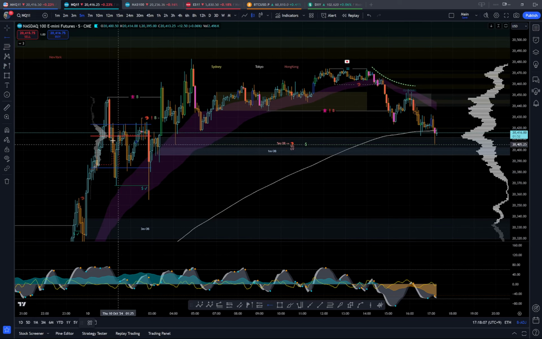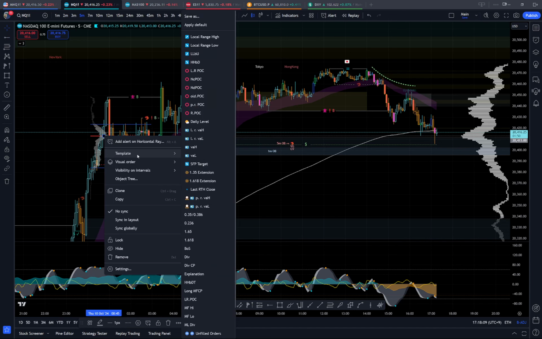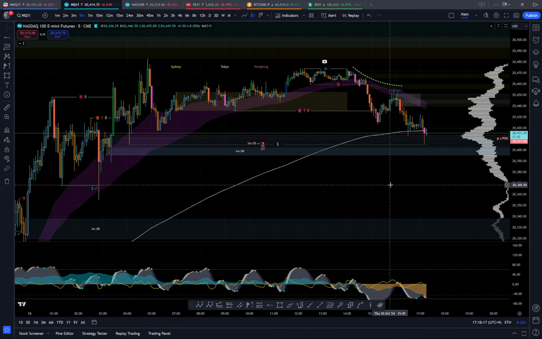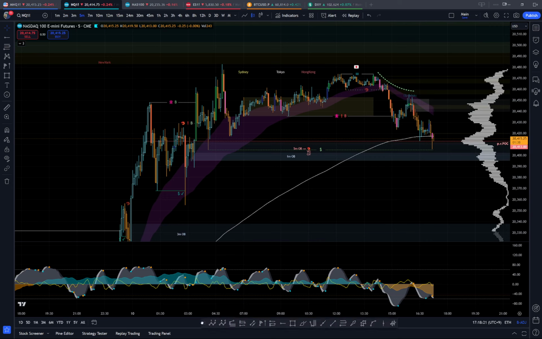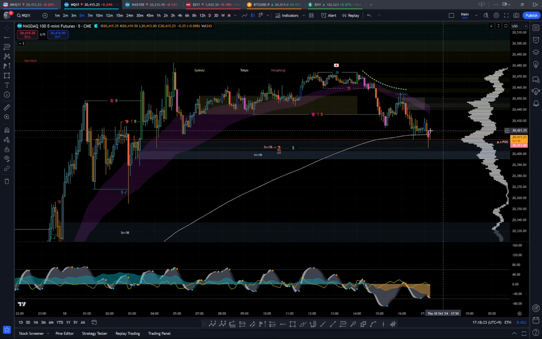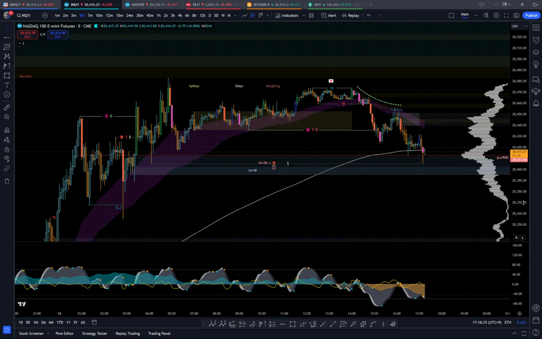Point of control of this consolidation is up around there, but I wouldn't be buying on it. I'd be looking for a swing fail of it, which could be happening now. I don't know. Let's have a look at money flow in a sec to see if this bounce right here could yield what we're looking for.